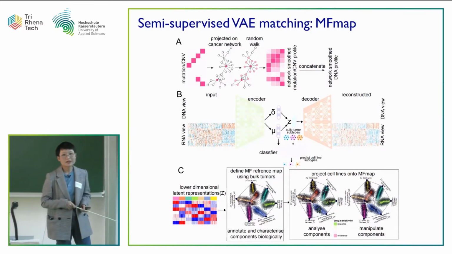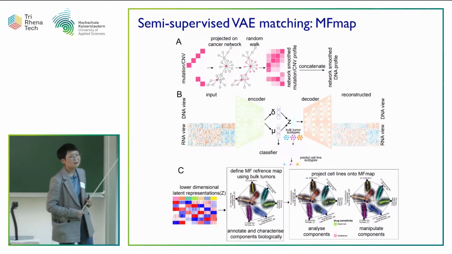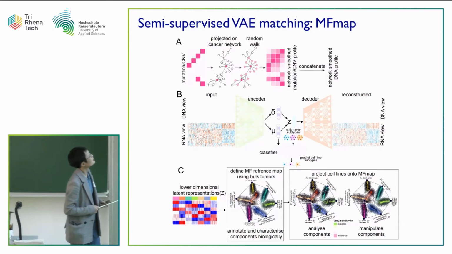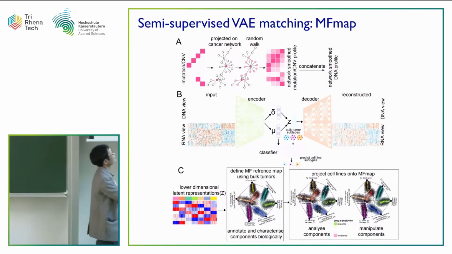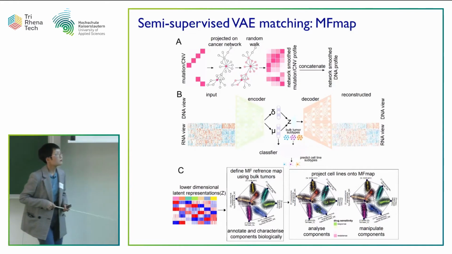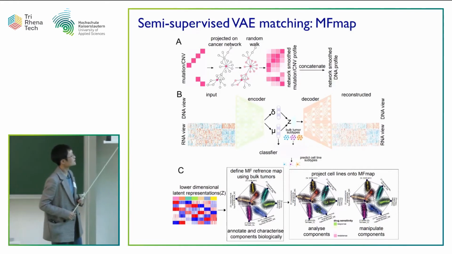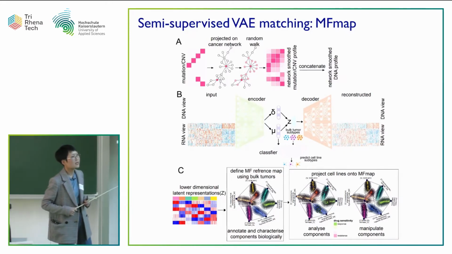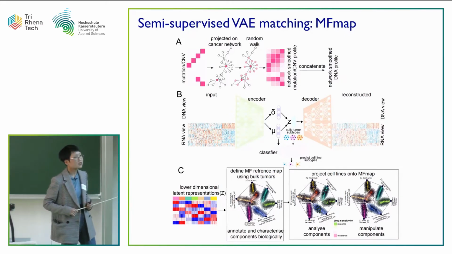In our implementation, MFmap consists of three components. One is an encoder, another one is a decoder, and we also have a classifier. After training, once the training is finished, we are able to use the latent representation extracted by MFmap to do following analysis, such as annotation, characterization, or comparison.